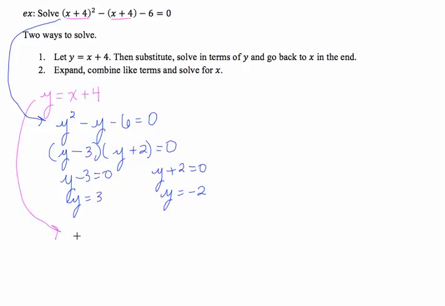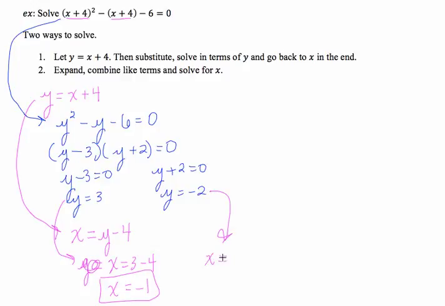In fact, it might make more sense to solve this equation for x first. x is equal to y minus 4. So then for this first one we get y equals 3, but it's really x equals 3 minus 4. So x would be negative 1 in that case. Or if y was equal to negative 2, x would be equal to negative 2 minus 4, or negative 6. So that's one way to solve this.